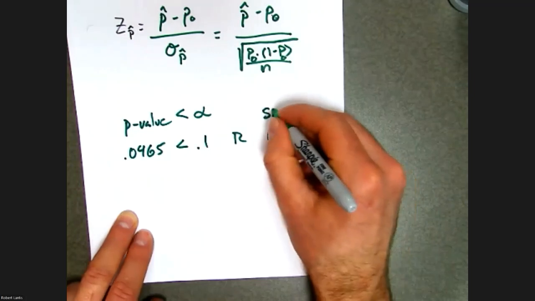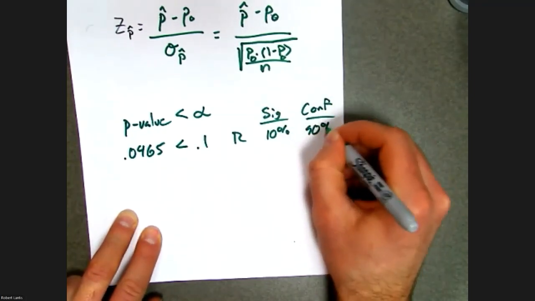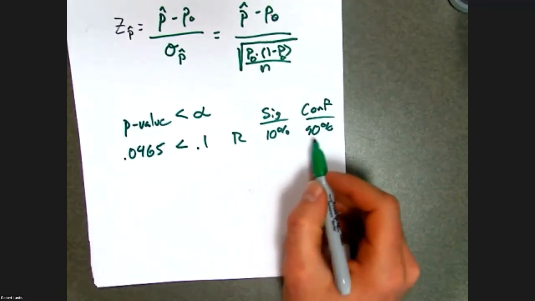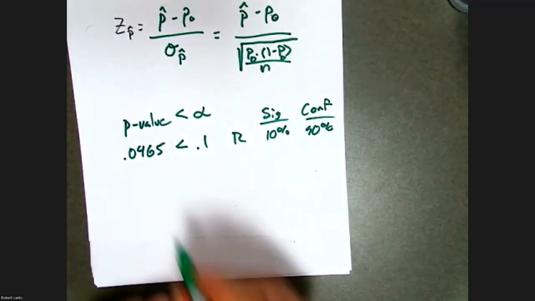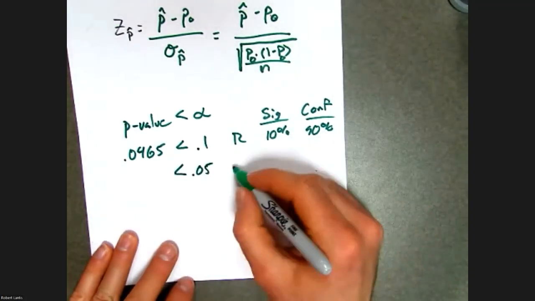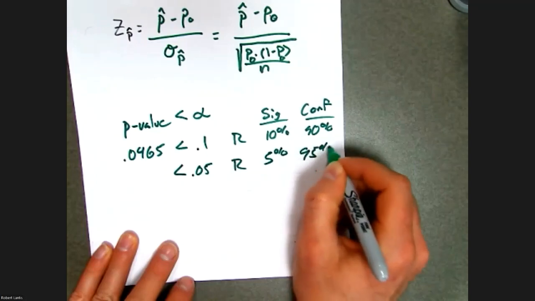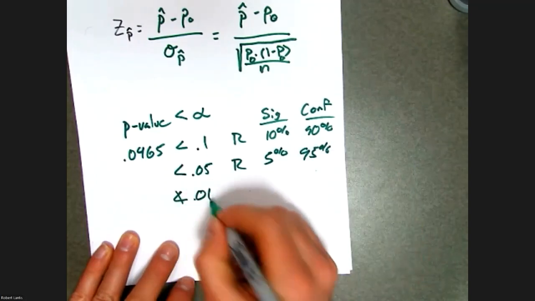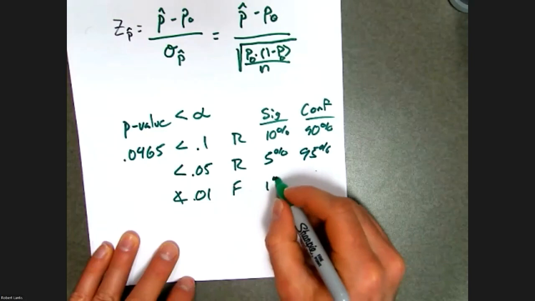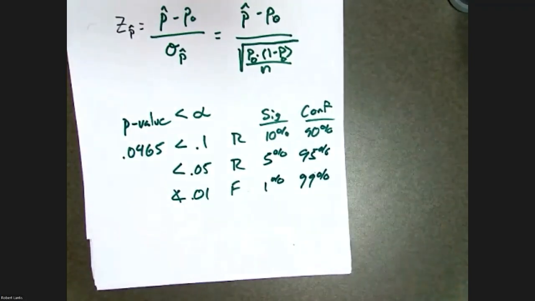So we can think about it here: here's my significance level, here's my confidence level. I can reject at the 10% significance level or with 90% confidence. Is it less than 0.05? Barely, but it is. So I can reject at the 5% significance level or with 95% confidence. It's not quite less than 0.01, so I would fail to reject at the 1% significance level, or I can't reject it with 99% confidence.